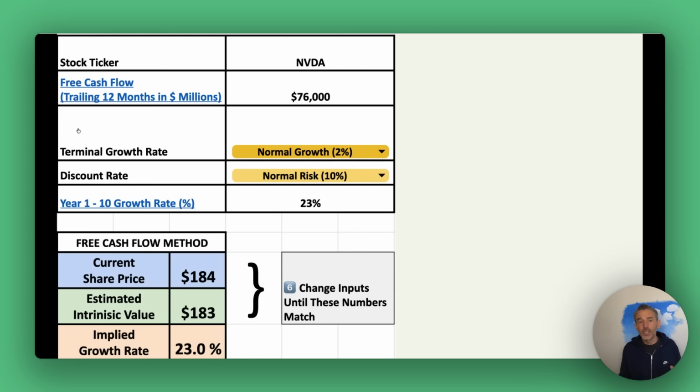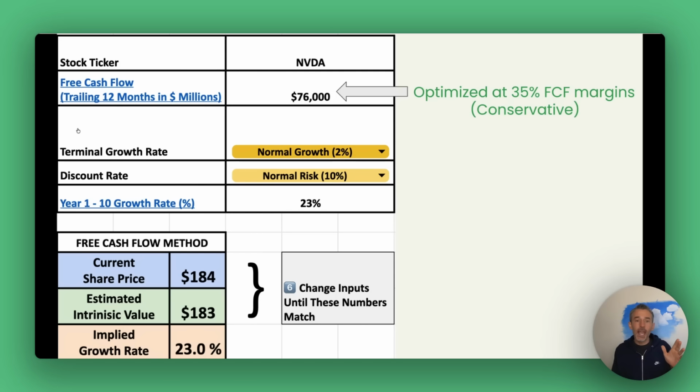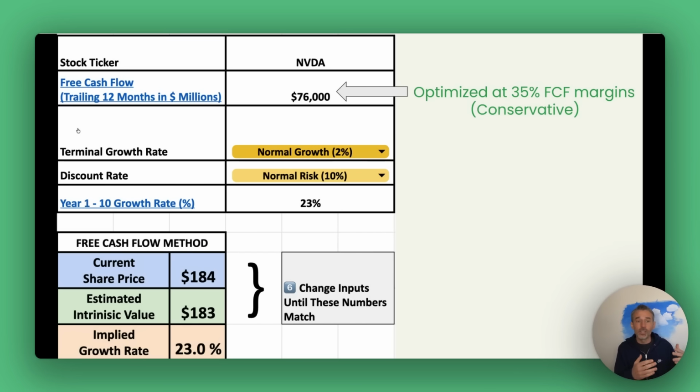Now let's do a reverse discounted cash flow analysis to also show you why I think this could be a pretty good deal right now. Nvidia right now has free cash flow margins above 35%. But I want to be conservative and say, look, let's say that eventually the competition will eat away at some of those margins. And so let's give them an optimized free cash flow margin of 35%. If they hit that, they would have $76 billion in free cash flow today. They actually have more, so I'm being conservative and saying they have less.